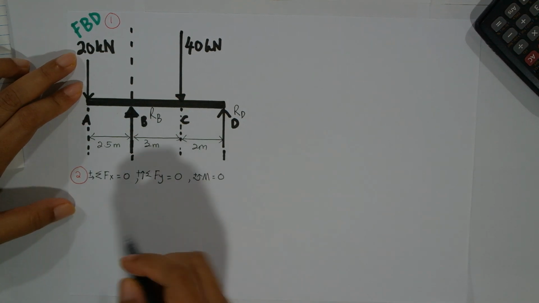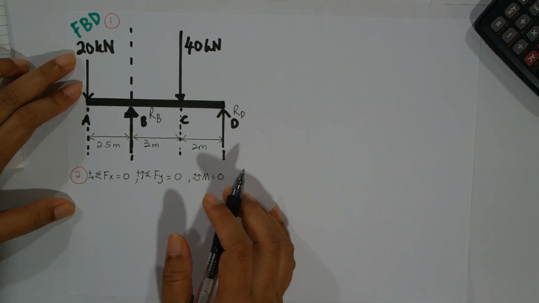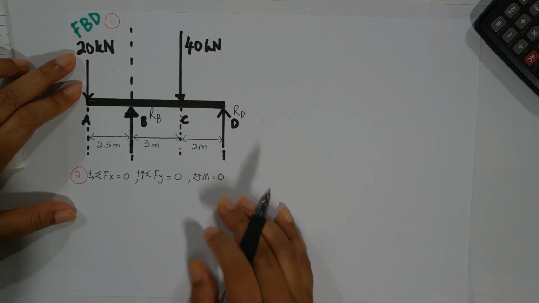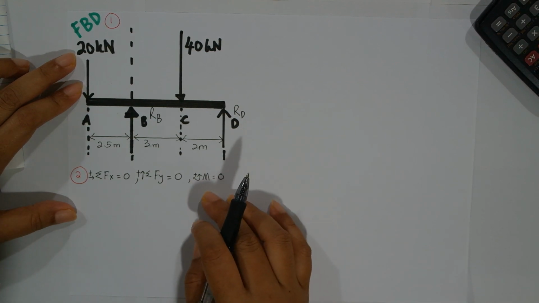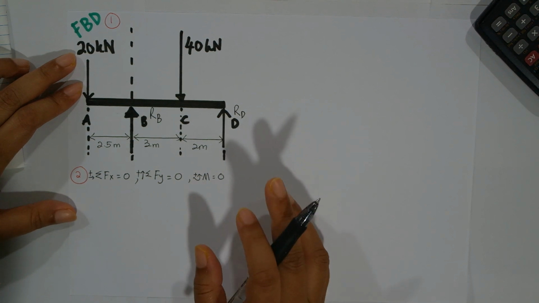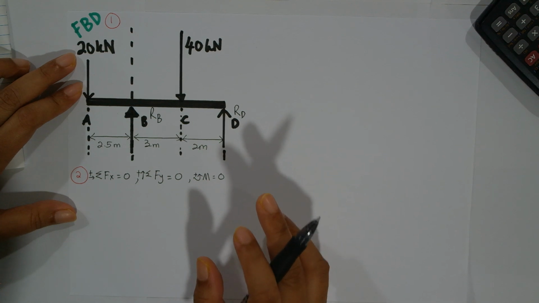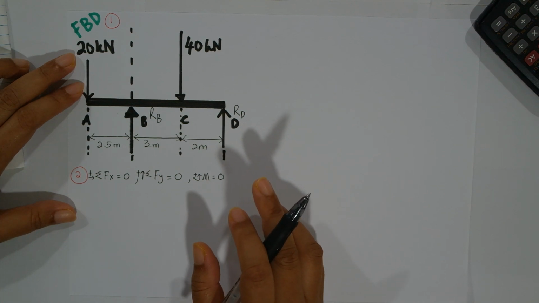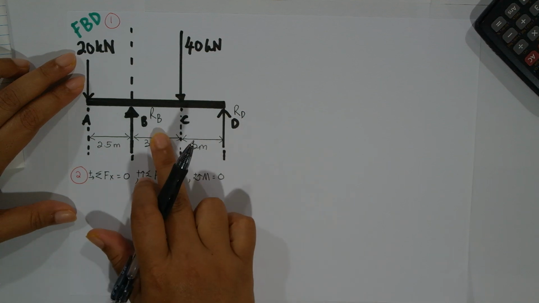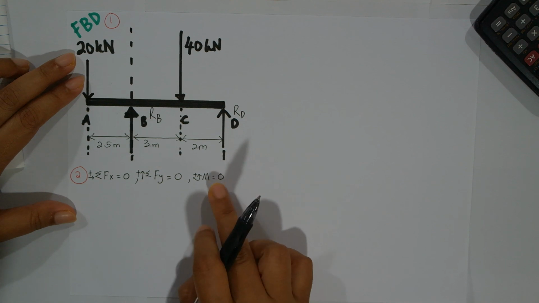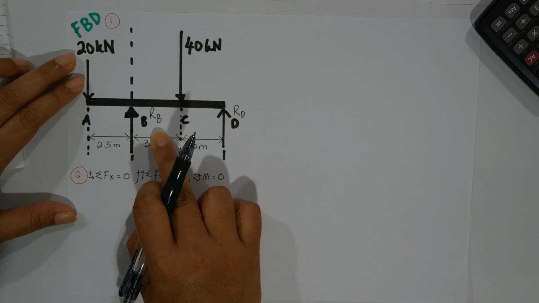Normally, people will start with moment, because if we start with moment, we definitely will cancel one point, so we can easily determine one unknown. In this case, I would like to determine RB using the moment equilibrium equation.